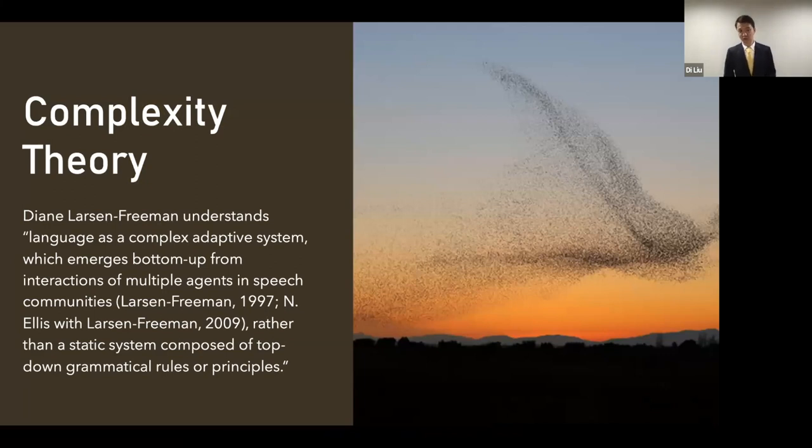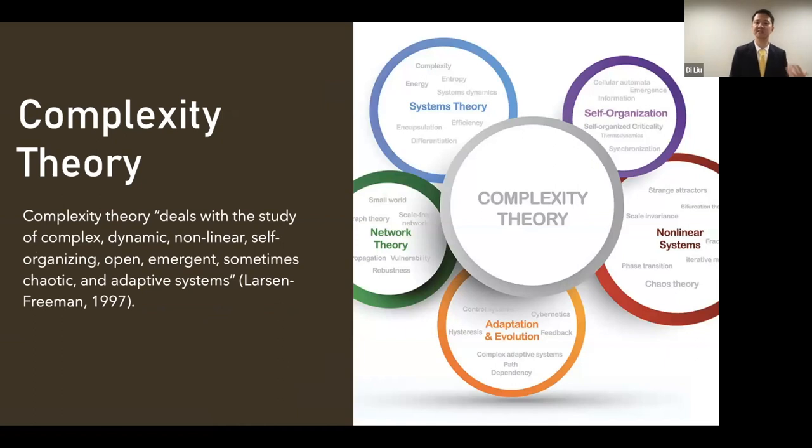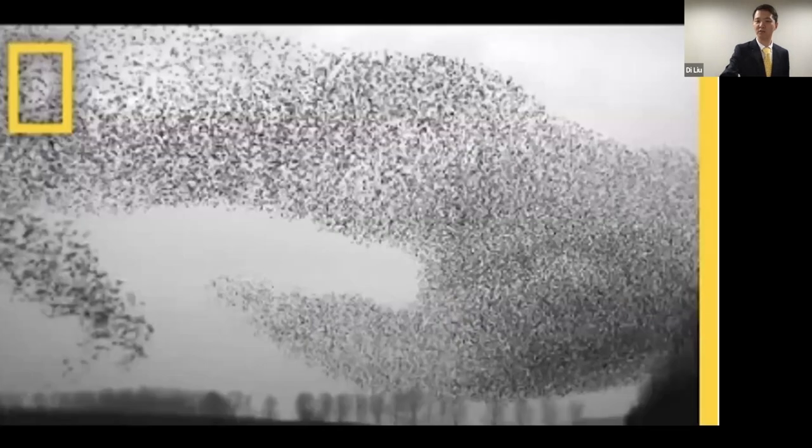Complexity theory has been introduced to the field of second language acquisition or second language development. Diane Larsen-Freeman, for example, stated that language is a complex adaptive system which emerges bottom up from interactions of multiple agents in speech communities, rather than a static system composed of top-down grammatical rules or principles. Larsen-Freeman was talking about language as a complex system, which deals with the study of complex, dynamic, nonlinear, self-organizing, open, emergent, sometimes chaotic, and adaptive system. And I will argue that pronunciation is also a complex system.